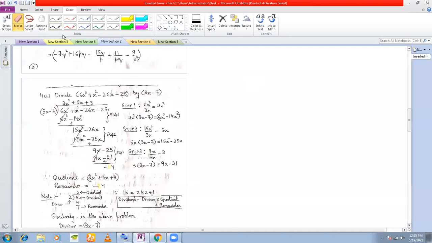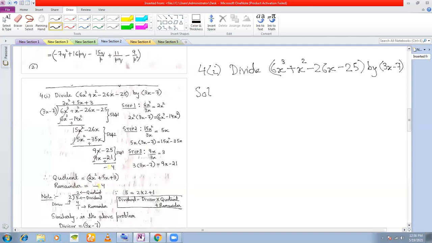First question. Here is 4-1. The question is, divide 6x cube plus x square minus 26x minus 25 by 3x minus 7. So what you observe here is that you are dividing a polynomial by a polynomial, right?